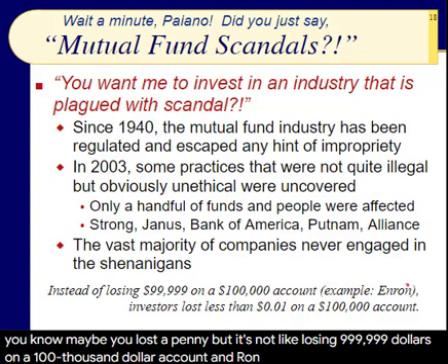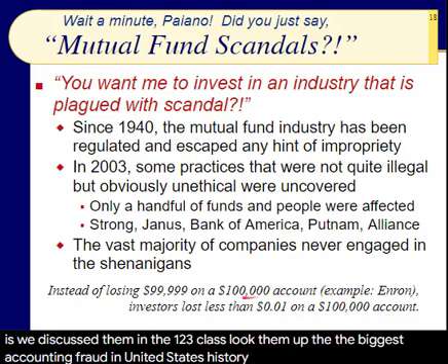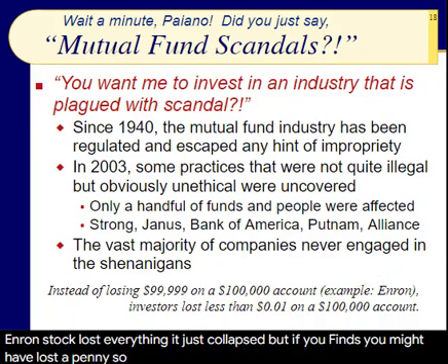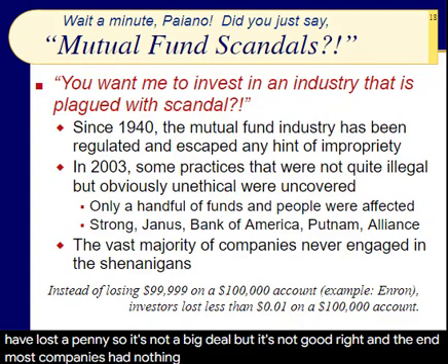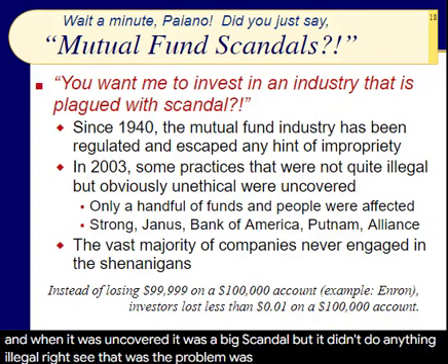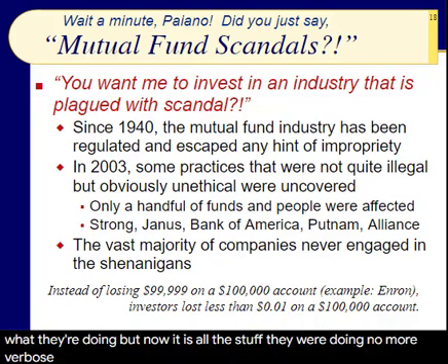Enron. And if you don't know who Enron is, we discussed them in the 123 class. Look them up. The biggest accounting fraud in United States history. Yeah, people who had Enron stock lost everything. It just collapsed. But if you were involved in one of these mutual funds, you might have lost a penny. So it's not a big deal, but it's not good, right? And most companies did not do this stuff. They wouldn't do it. And when it was uncovered, it was a big scandal. But it didn't do anything illegal, right? See, that was the problem. It wasn't illegal, technically, what they were doing. But now it is. All the stuff they were doing, no more. Verboten. It ain't going to happen again.